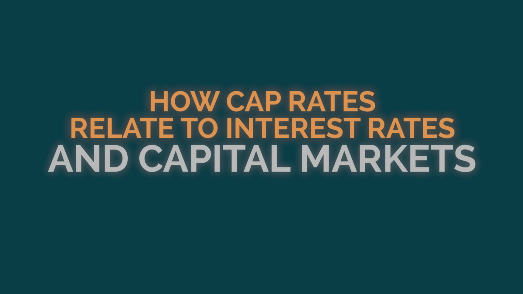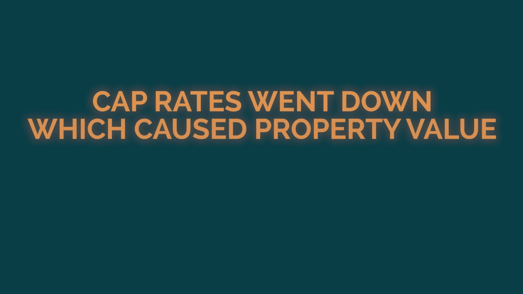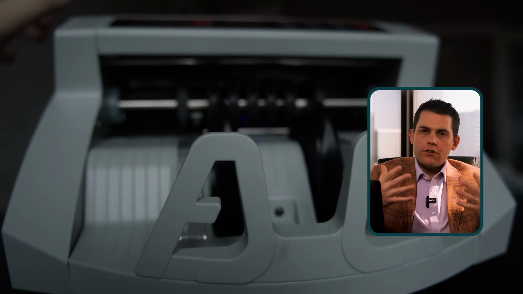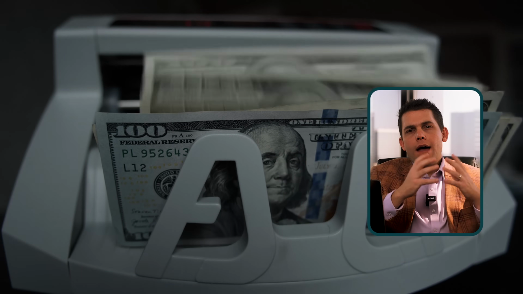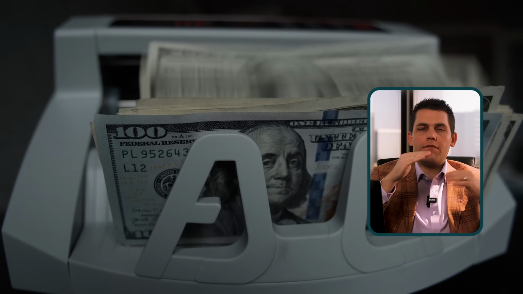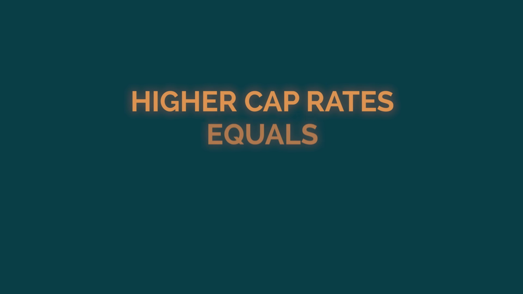Now let's talk about how cap rates relate to interest rates in capital markets. As interest rates fluctuate, cap rates are going to fluctuate as well. From 2020 to 2022, when interest rates were near zero and lenders were eager to lend money to real estate investors, cap rates went down, which caused property values to go up. But from 2022 to today, as we sit in 2025, interest rates have risen, lenders have pulled back, they're not as eager to lend money, and this has caused cap rates to rise and property values to go down. There are fewer buyers, and the borrowing costs for those buyers to get loans are higher. Higher cap rates equals lower values.